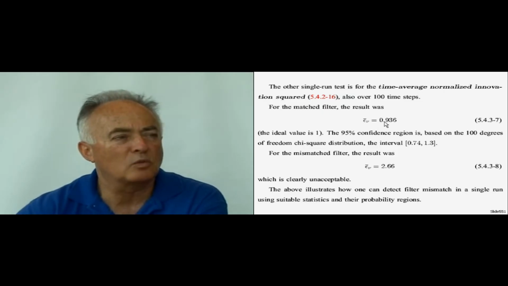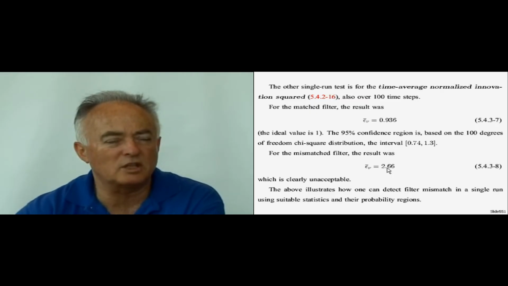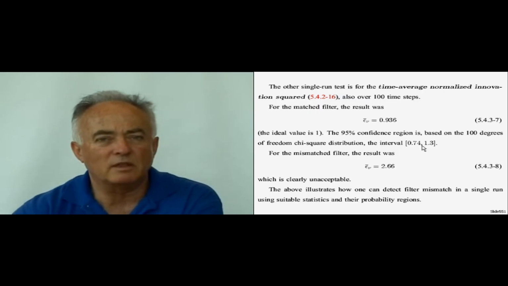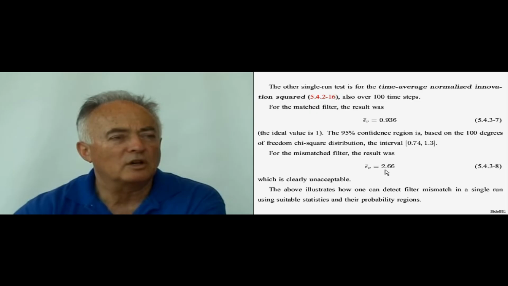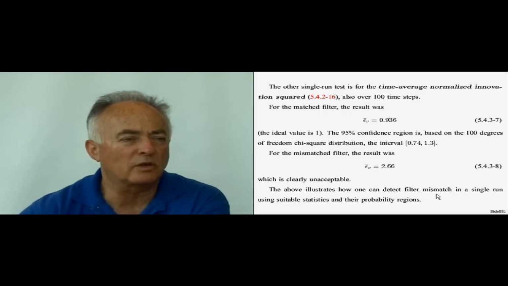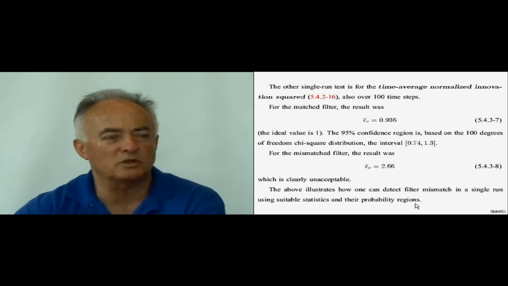So this is well within it, clearly. Now, for the mismatched filter, you get a normalized innovation squared that should be 1, as 2.66 from the 100 samples in time, and it is way outside this region. It's unacceptable. Therefore, the single run does provide us with appropriate tests, the information whether the filter is working okay or not working okay. So we can detect a filter mismatch using suitable statistics and their probability regions.